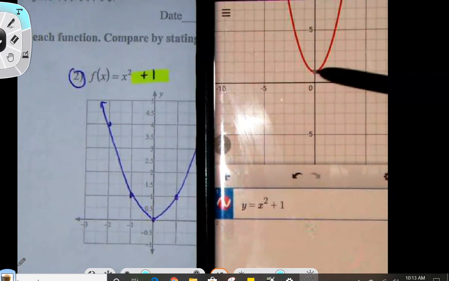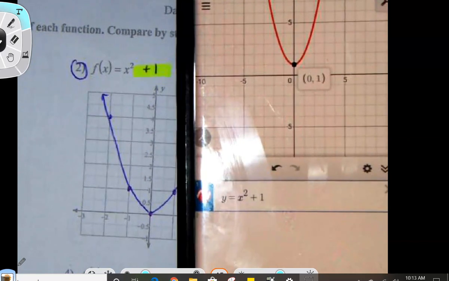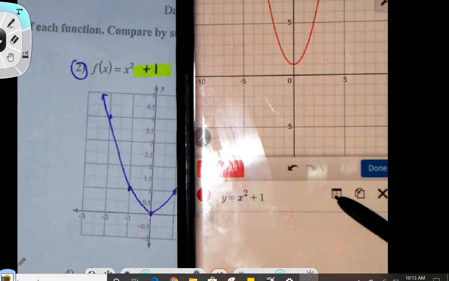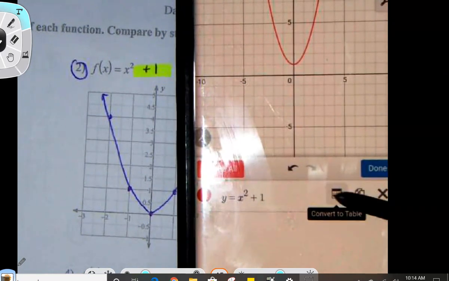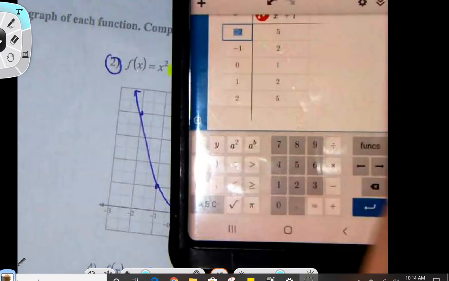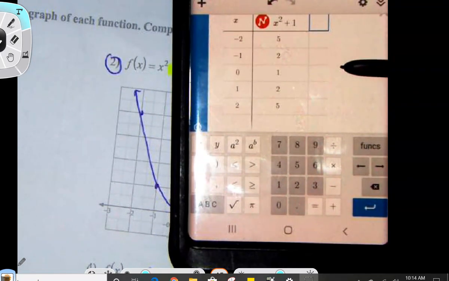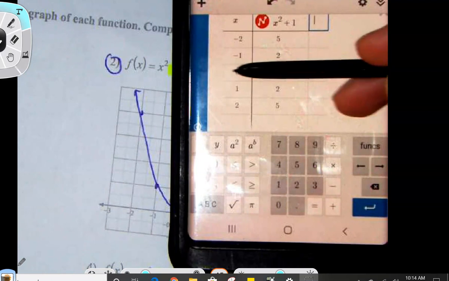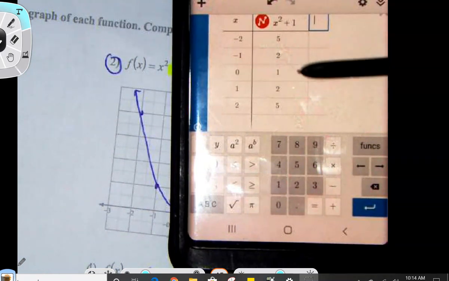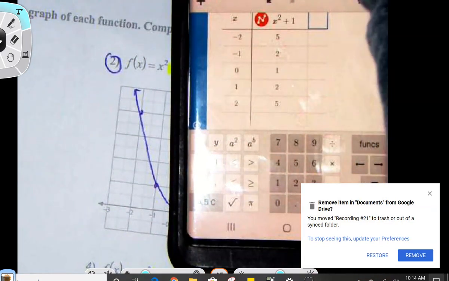So again, we know we can click on that vertex, so that x value is going to be the middle of our table. So if we click on the gear like we have been doing, I can convert it to a table. If I click that, 0 is already that middle because I haven't shifted it left or right. So my table values are going to be negative 2, 5, negative 1, 2, 0, 1, 1, 2, and 2, 5. And we should have that symmetry if my vertex is in the middle, so I can go ahead and graph those points.